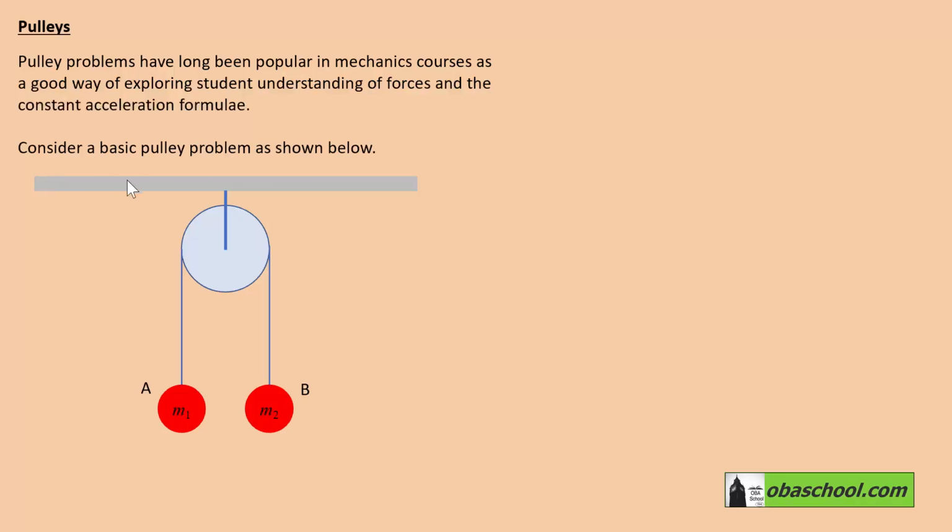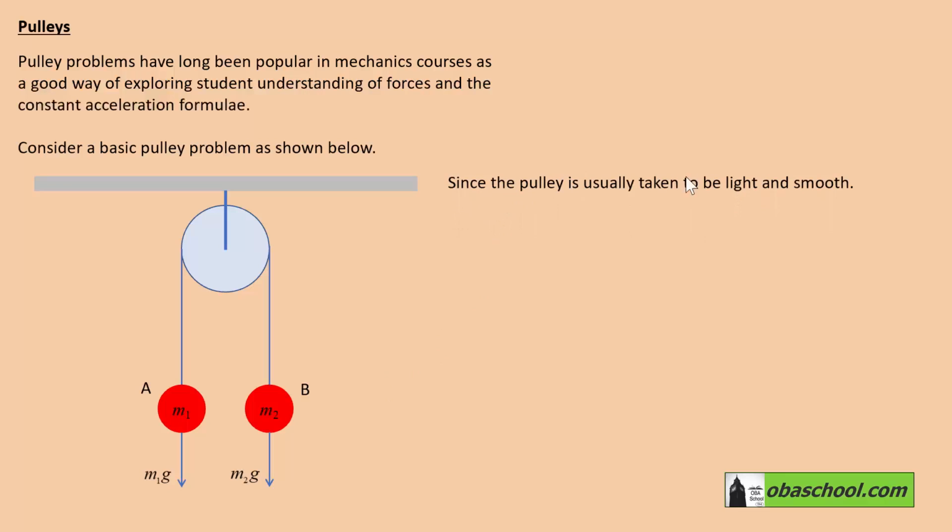So here we have some sort of horizontal fixed surface like a ceiling. We've got a pulley here and we've got masses M1 and M2 at A and B. The weight here would be M1G and here M2G.